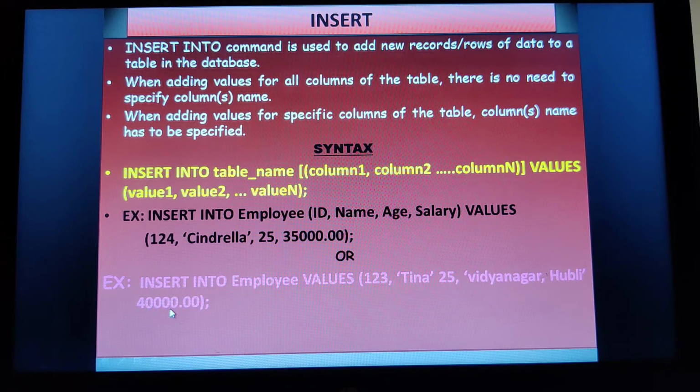I hope you are able to understand. When you want to add data only to specific columns, use the first format. When you want to add data for all the columns that you have created, then better use this format: insert into employee, values. Therein you need not mention any of the column names. Directly you can mention the values, and each value has to be separated by commas. I hope, students, the syntax is clear.